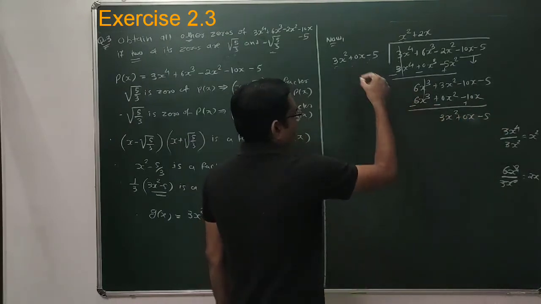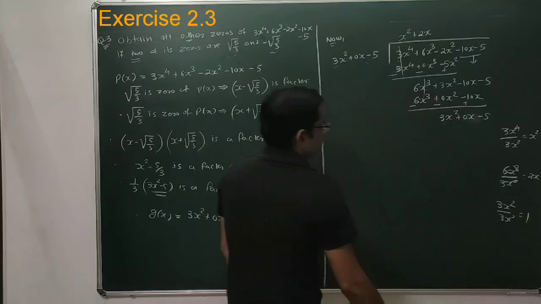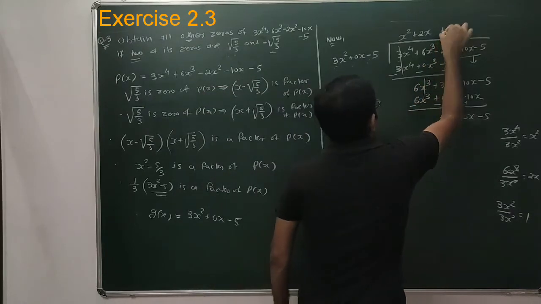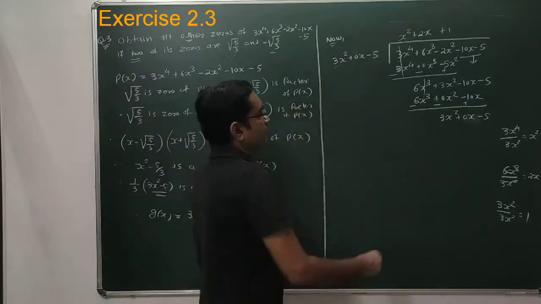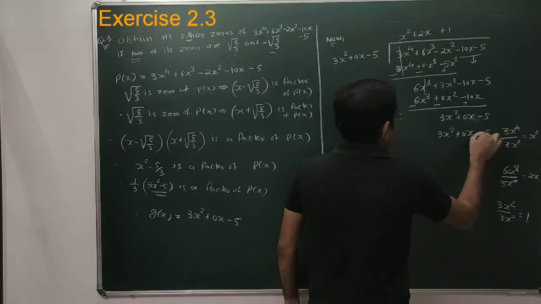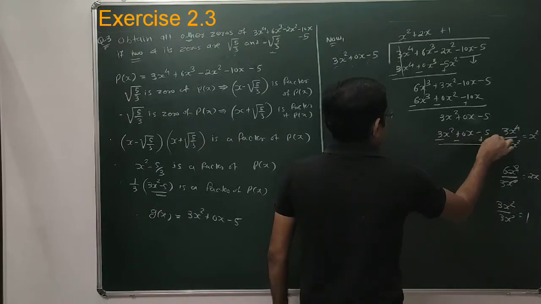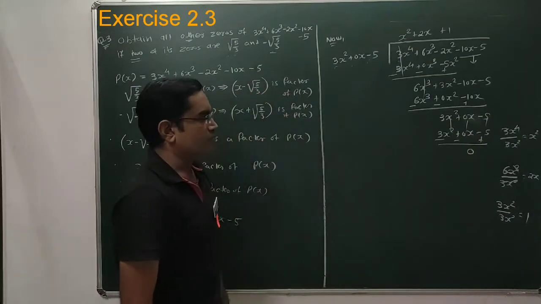Again consider 3x square divided by 3x square. So it will be 1. Write plus 1 over here. Again multiply all these 3 terms with the 1: 3x square plus 0x minus 5. Change the sign, so all these terms will be cancelled out. We are getting remainder 0.